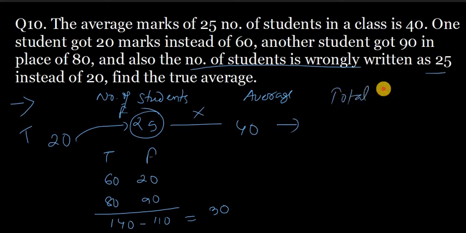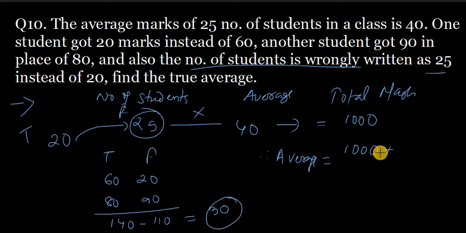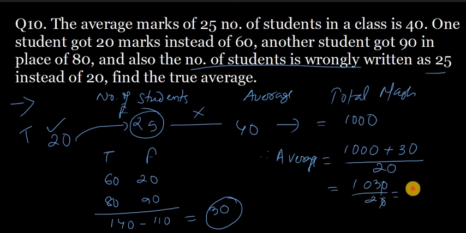The total marks of the students: 25 times 40 is 1000, plus the 30 difference, so the new total is 1030. The new average is the sum of all the marks divided by the number of students, which is 20. So 1030 divided by 20 is 51.50. This is the average marks, the true average marks of a student.